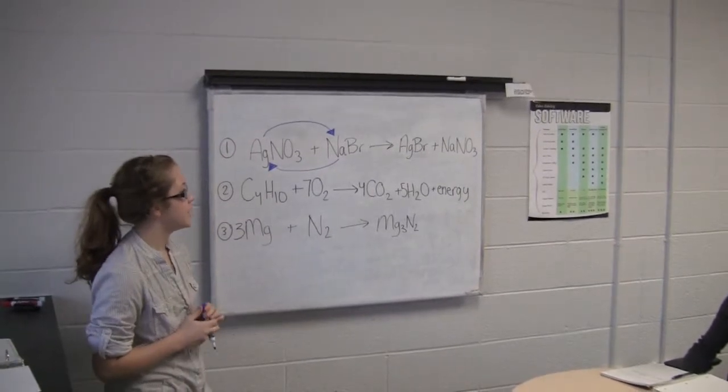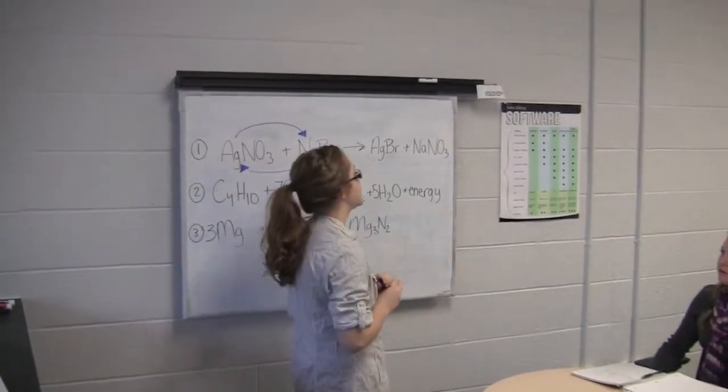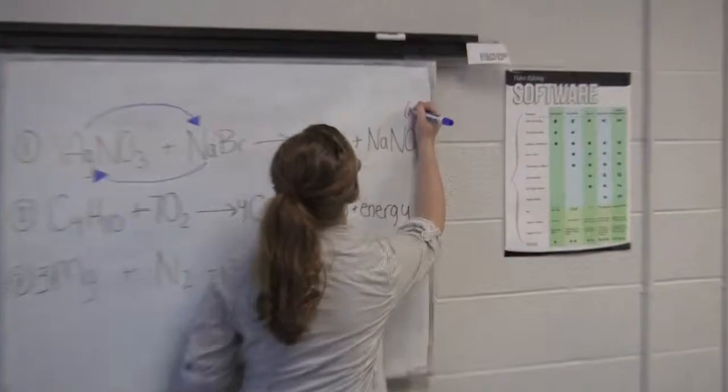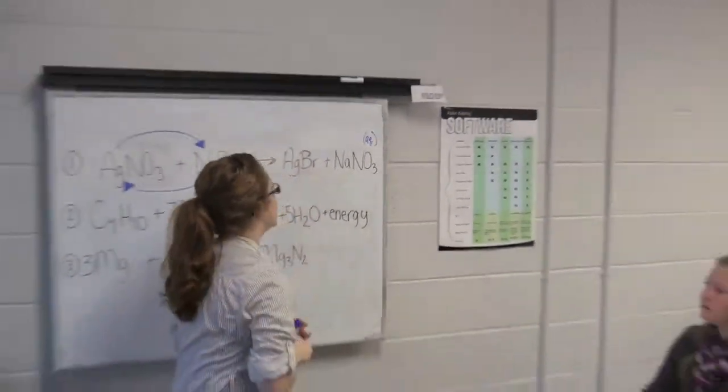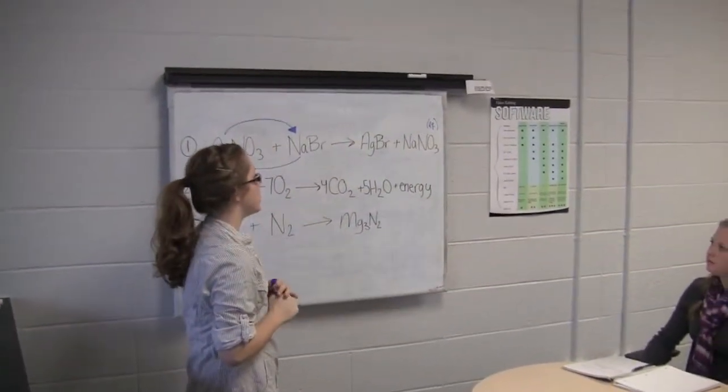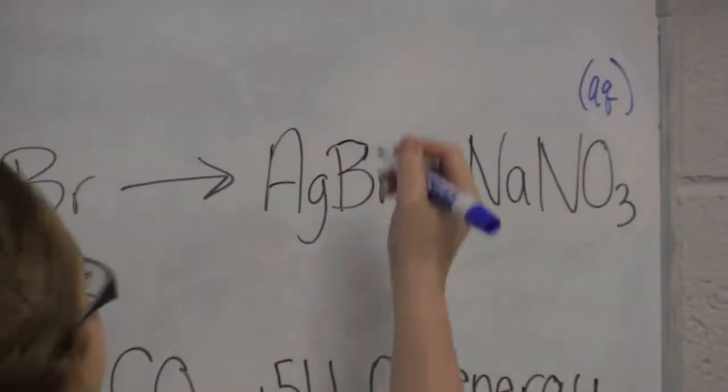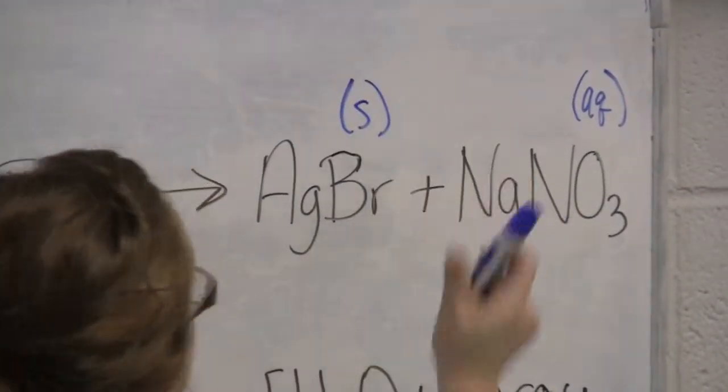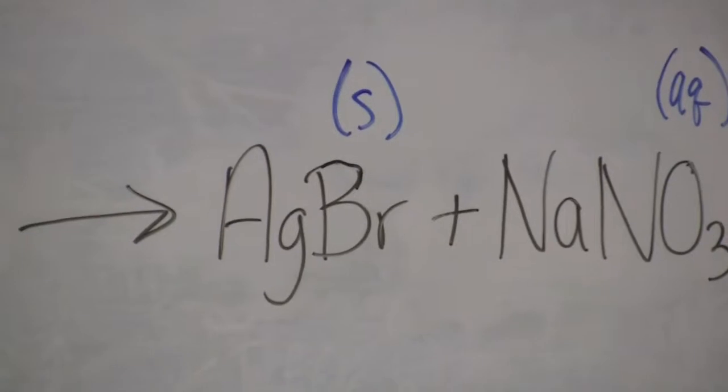So normally nitrate compounds are soluble, so in this case sodium nitrate is aqueous. And normally bromine compounds are aqueous, but in this case when it's paired with silver, it's not, so it is insoluble and forms a precipitate. Do you guys understand this? Yeah, I think that makes sense. Yeah, it makes a lot more sense now.